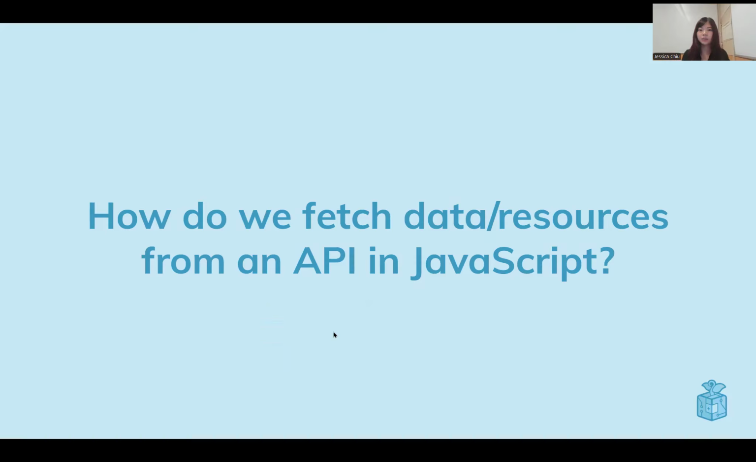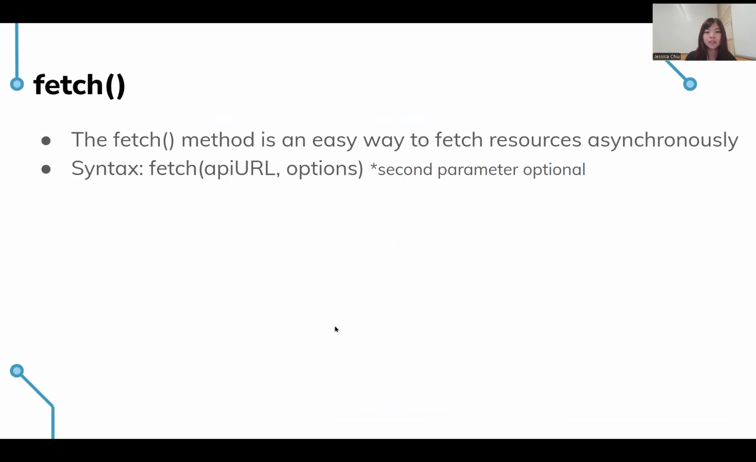So now that we got the basics down, how do we actually fetch data from an API in JavaScript? Okay, so how do we actually apply this knowledge so we can use it in our own web applications? So we use this fetch method, this built-in fetch method that JavaScript gives us, okay? It's basically an easy way to fetch resources asynchronously, and it's really simple for getting something from an API. So the syntax is just fetch, parentheses, and then the URL of the API. And then there's an optional parameter called options, which we'll talk about in the next slide.